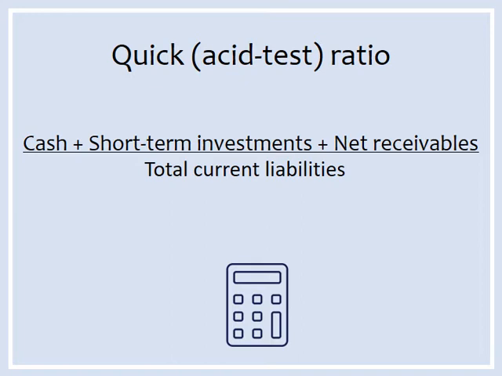A benchmark for the quick ratio is 1-to-1, which means that the company can cover every dollar's worth of current liabilities by cashing in its quick assets. Normally, one would want to see a quick ratio of greater than 0.9 or 1.0, although it can vary depending on the industry.